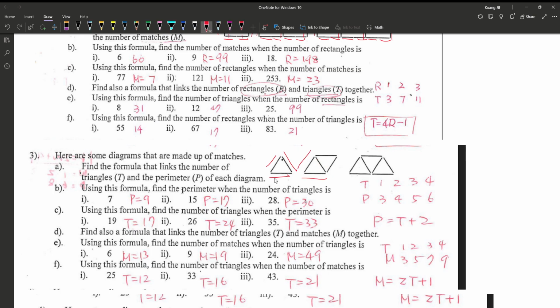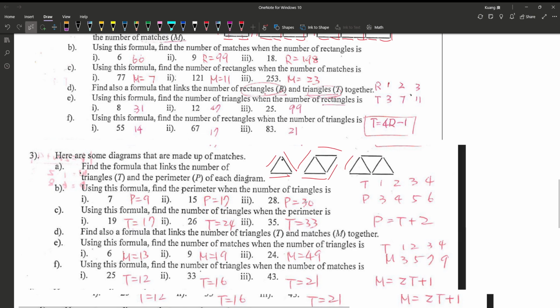So there will be 1, 2, 3, 4. So 4. If I have 3 triangles, 1, 2, 3 triangles, the perimeter is 1, 2, 3, 4, 5. So it's 5. So what is the relationship between P and T? You notice that P is always T plus 2. Right? So you can say P equals T plus 2.